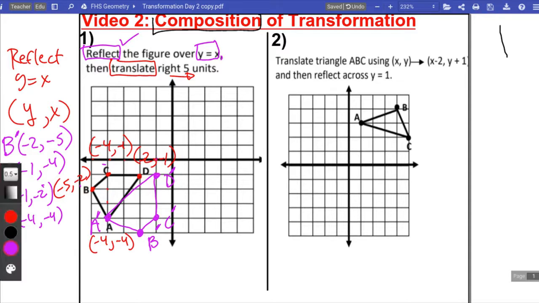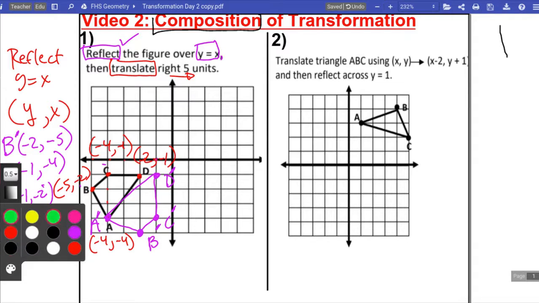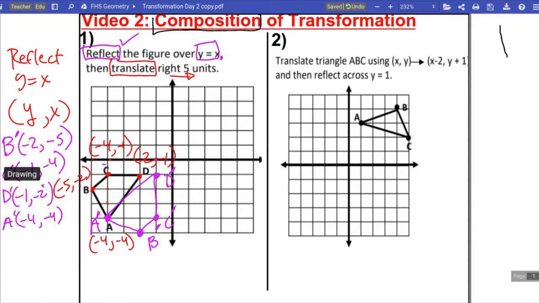Now let's do the next thing. What color should I use? How about green? Green for translation. Here's this blue picture. I'm going to move it 5 units to the right. So take D 5 times to the right: 1, 2, 3, 4, 5. D double prime. Double prime shows that this is the second image. You with me?